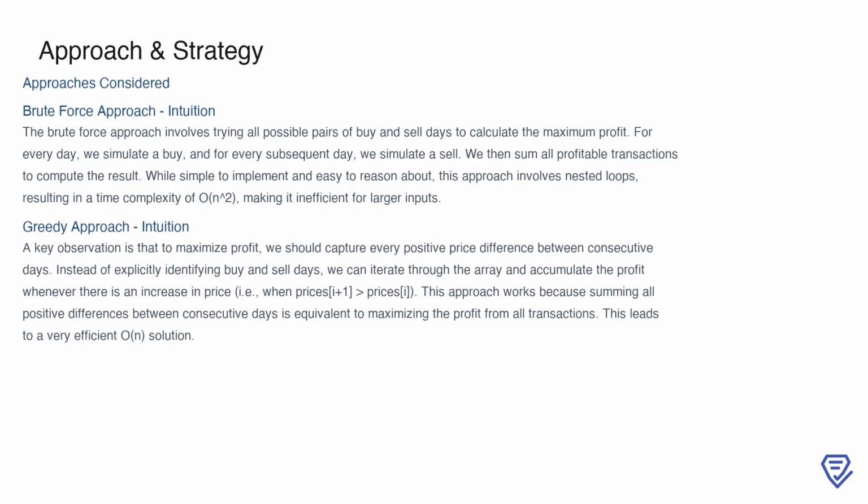Now, turning to the greedy approach, we take advantage of an important observation. To maximize profit, all we need to do is capture every positive price difference between consecutive days. Instead of explicitly identifying buy and sell days, we simply iterate through the array and add the profit whenever the price of the next day is higher than the current day. This method is both efficient and intuitive, as it reduces the problem to summing up these positive differences, resulting in a time complexity of O(n).